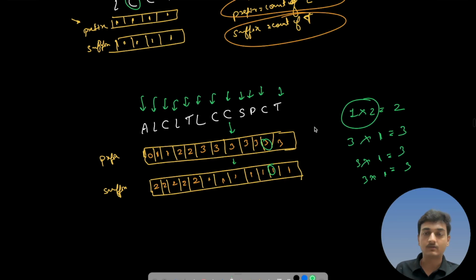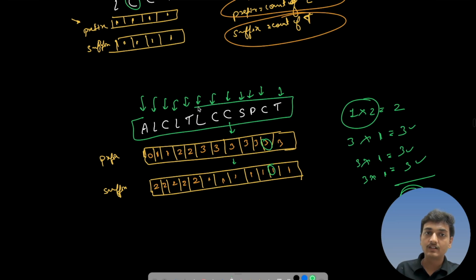Now is this a C? No, it's not C. Now let's try to sum it up: 3, 9, 3, 6, 9, 10, 11. Okay, so 11 is the answer. 11 is the number of LCT subsequences we can get from this string. I hope you got how we are calculating the subsequences using this string.